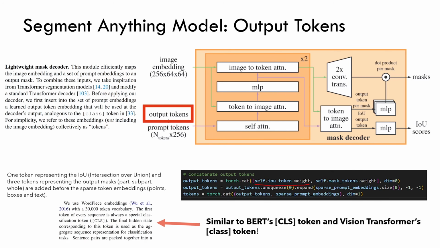And basically we feed these 3 to 4 tokens, so 1 IOU and 3 masks, to the model. We take them here at the output, and then we use the first token, the IOU token, and map it to a multi-layer perceptron, to force the model to learn the IOU score into this token. And then the other 3 are used to predict the 3 masks as output.